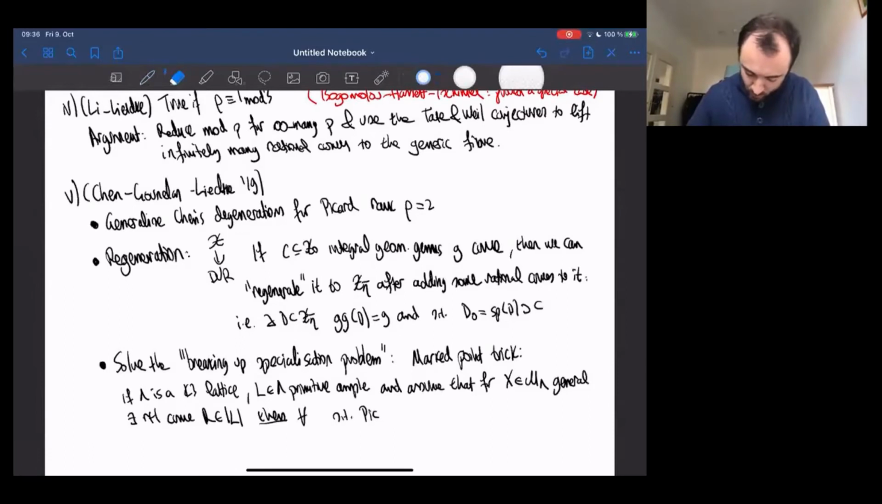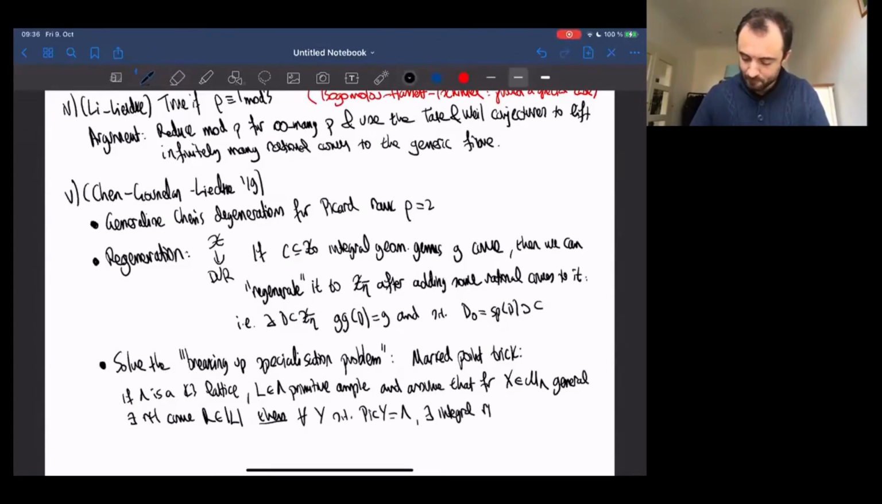Maybe let me call this Y. There exists an integral rational curve in L. Okay, so in particular, if my class is primitive, then this specialization, it doesn't break up. That's what I'm saying here.